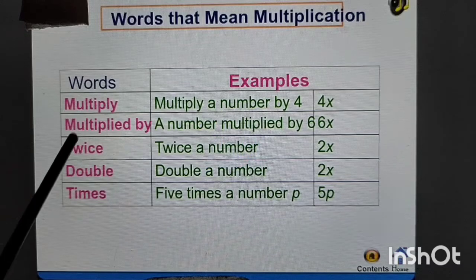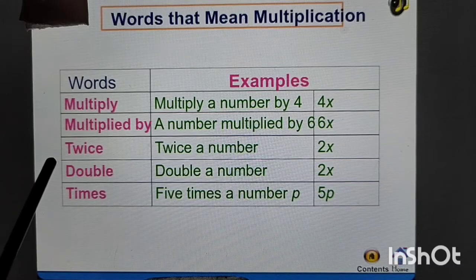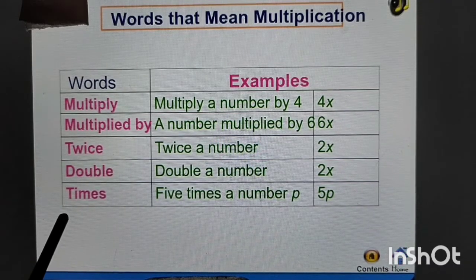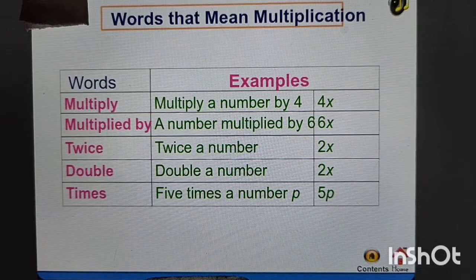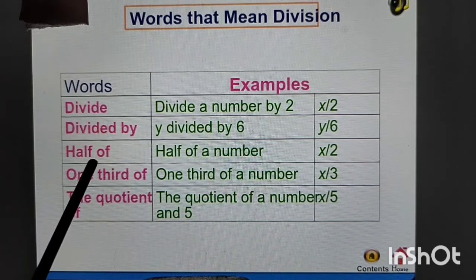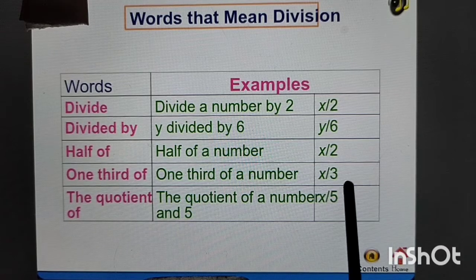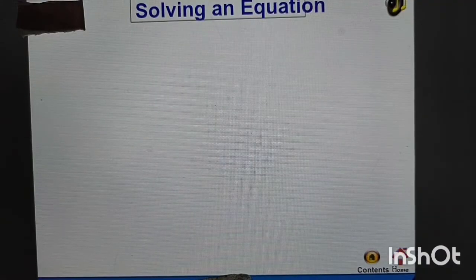So these are the words for multiplication: multiply, multiplied by, twice. We can use double or times. How many times, if that is given in the statement, 3 times, 4 times, that is multiplication. So twice means 2 times, that is 2 is multiplied with the variable. See, these are the words used for division: divide, divided by, half of, 1/3 of, as we have used x by 3 for 1/3, the quotient of, or x by 5.